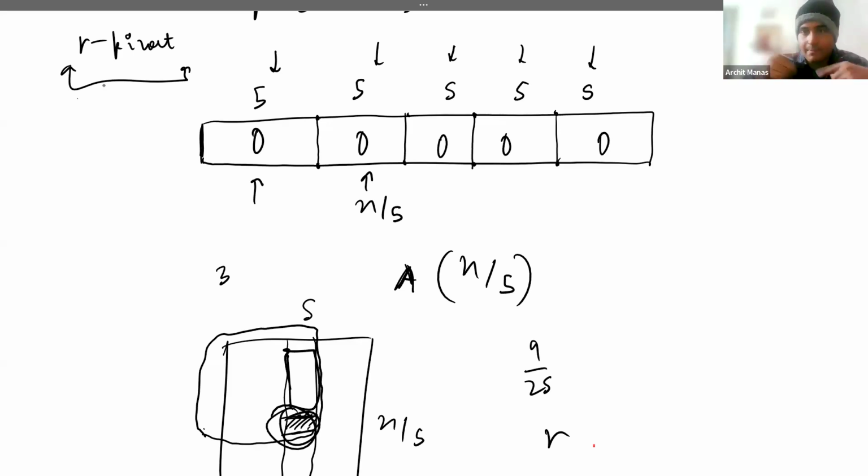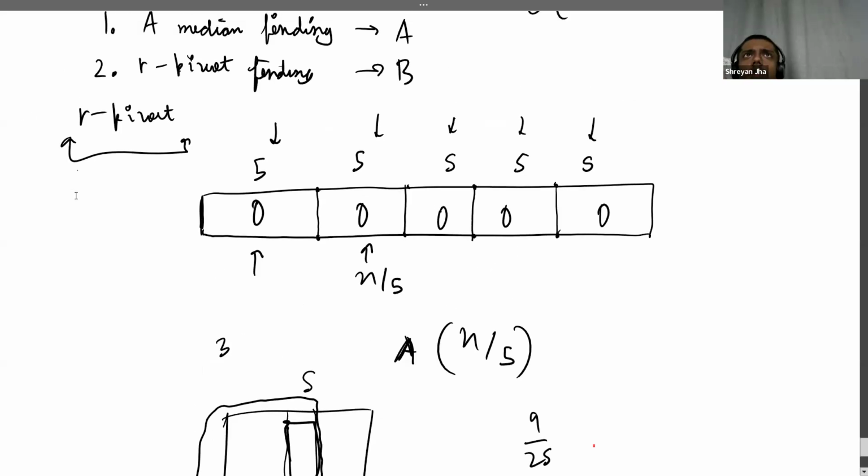I'm going to describe both. They both depend on each other. That's the point. But you have to figure out these n by 5 medians, so that will take 5 times A of n by 5.